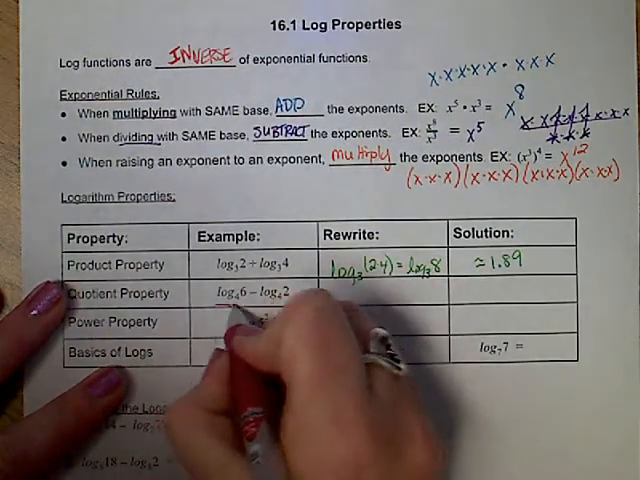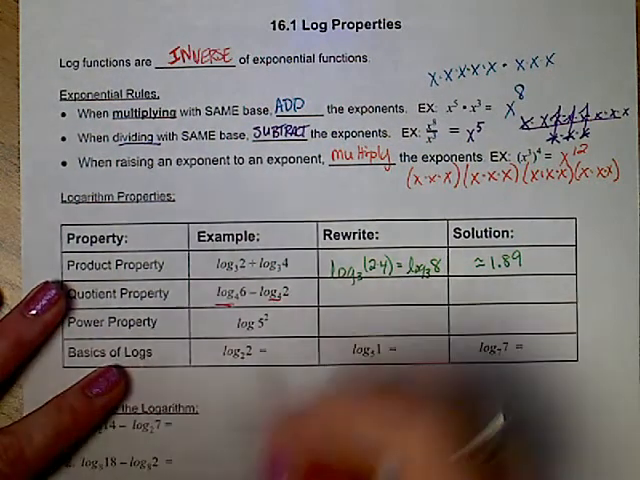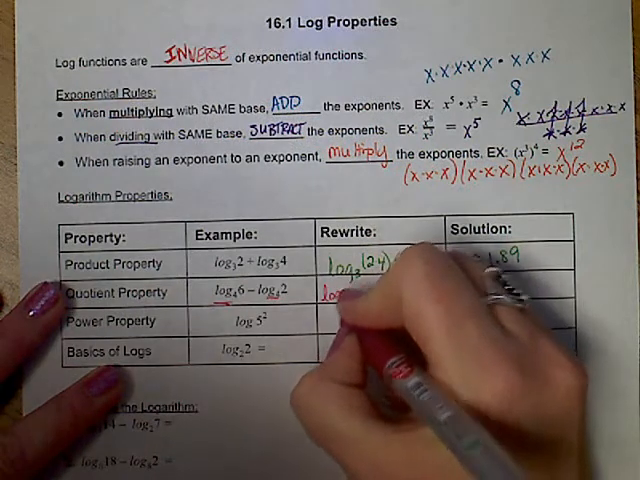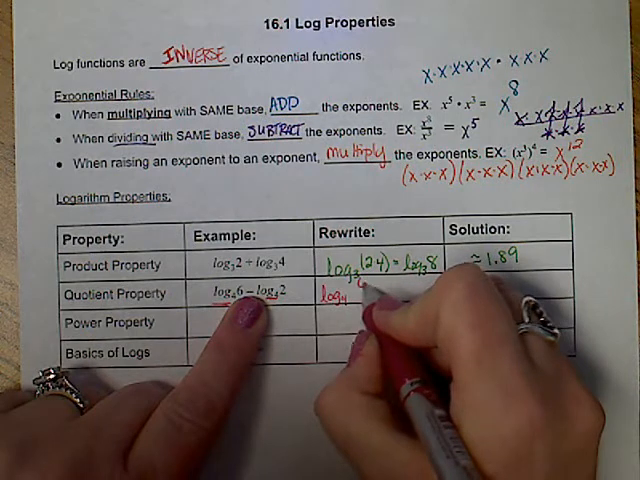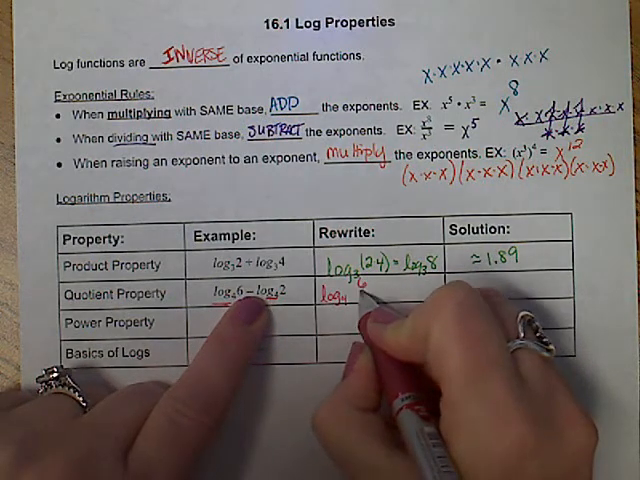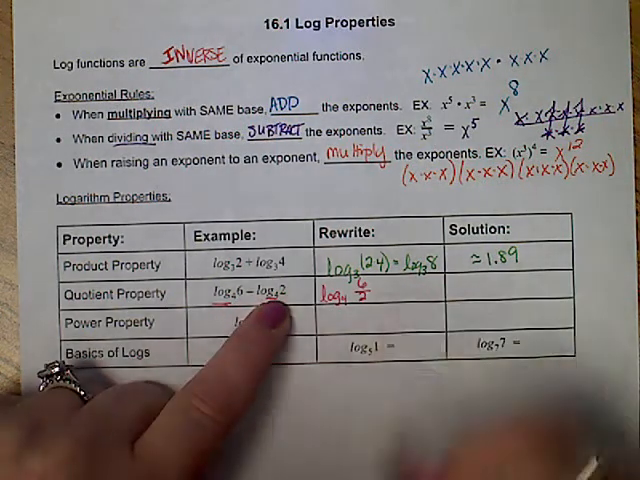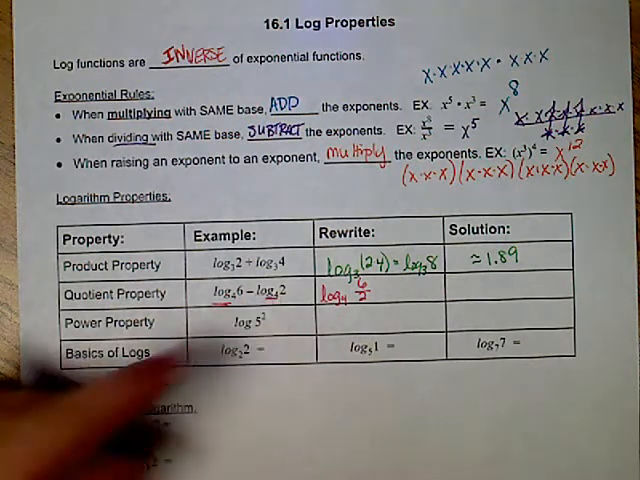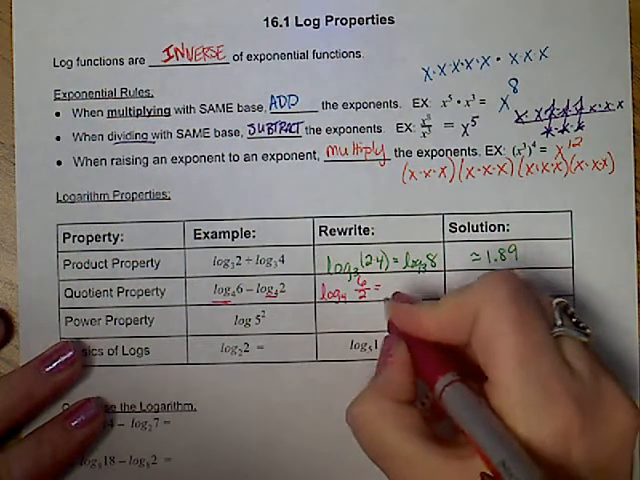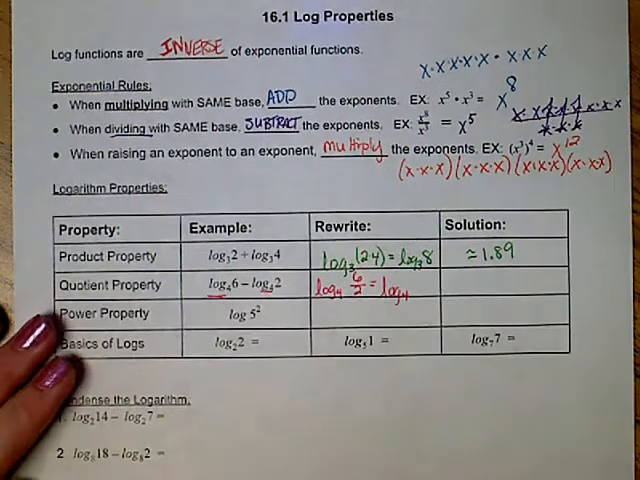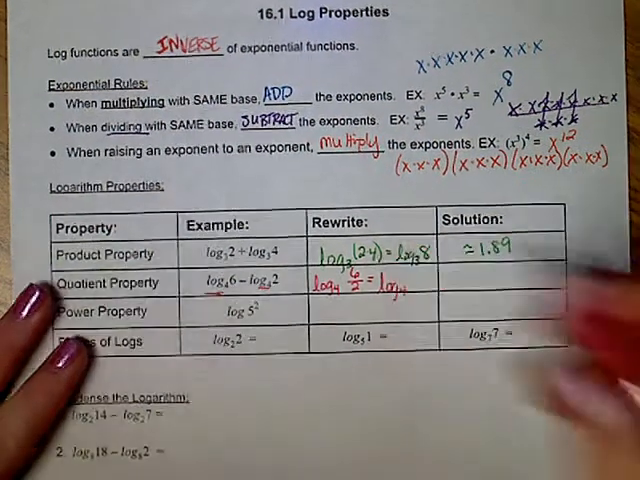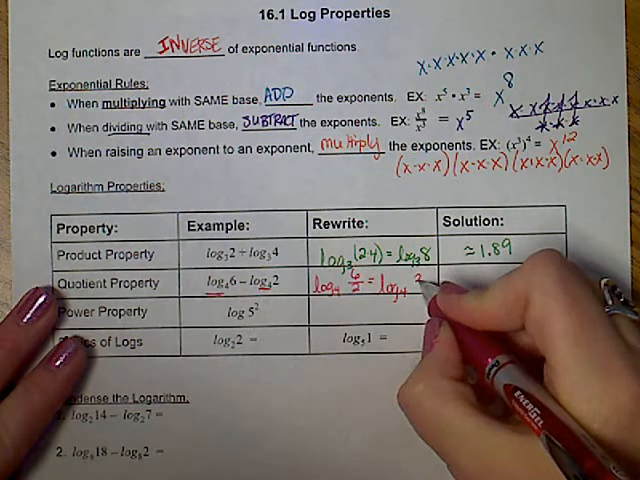Our log bases are both 4, so we're going to write log base 4. Subtraction means division, so we're going to take our first argument divided by our second argument. In order to finish that, we always simplify fractions, no matter what it looks like. 6 divided by 2 is 3.